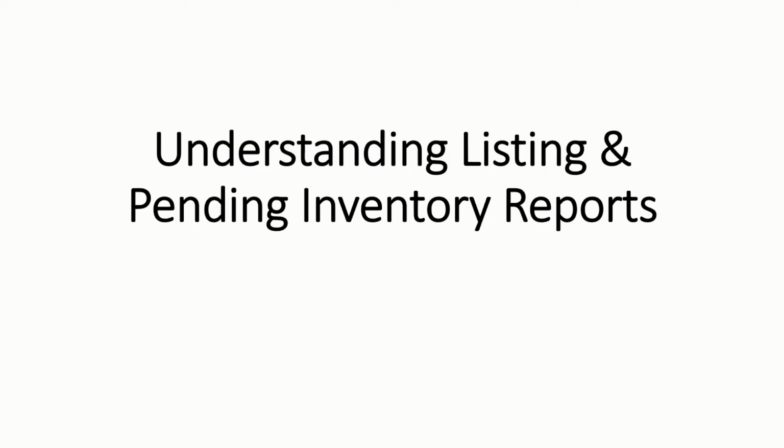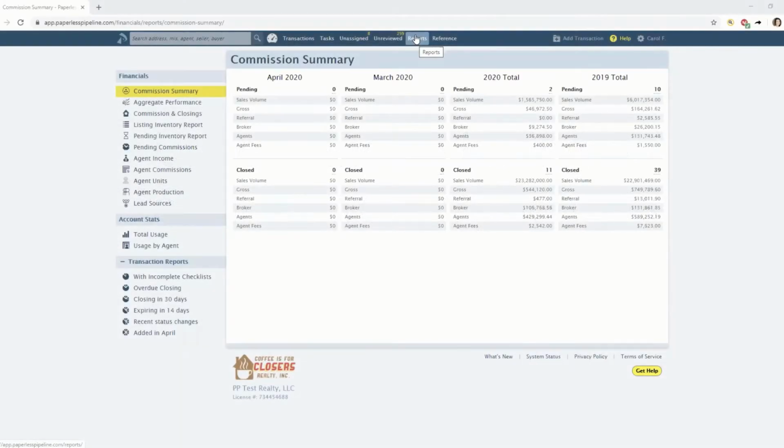Thank you, Mata. As you may have already noticed, Pipeline recently added 2 awesome reports, the listing and pending inventory reports, to help you estimate potential and future revenue. Both of these reports are available to all customers with or without the commission module. You can access these reports from your Reports tab here in the upper menu. And the listing and inventory reports are right here in the left menu.